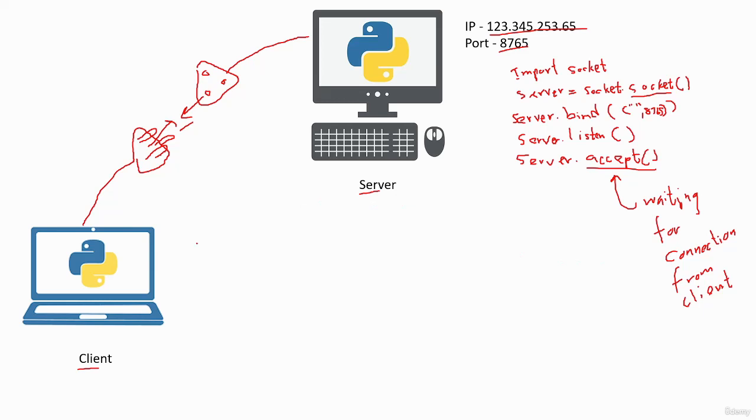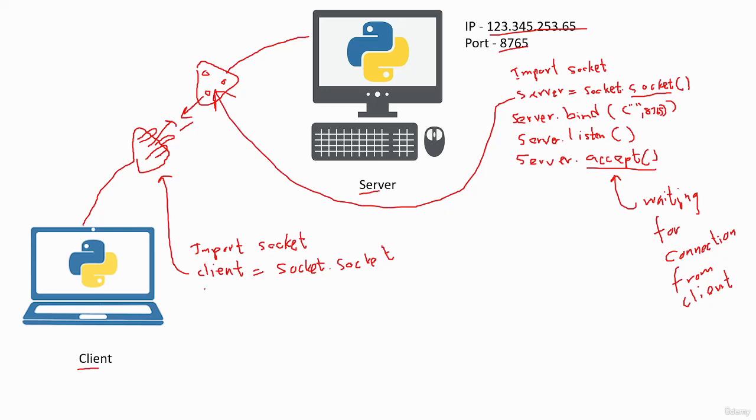Now in the client machine, I am going to import the socket class. Import socket. Now I am creating a socket called client. This is equal to socket.socket. Now this is the client socket and this one is the server socket.